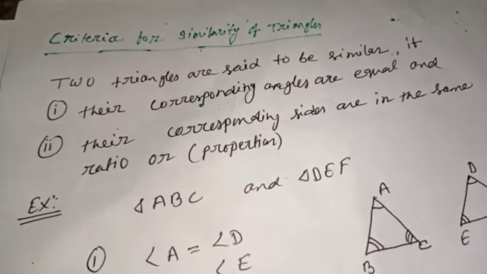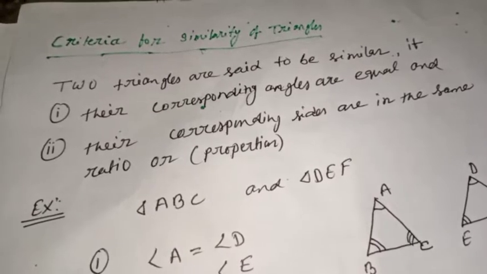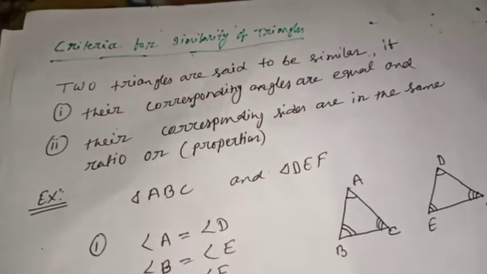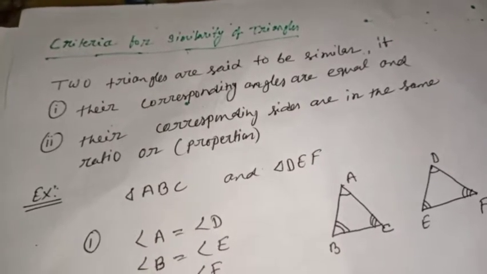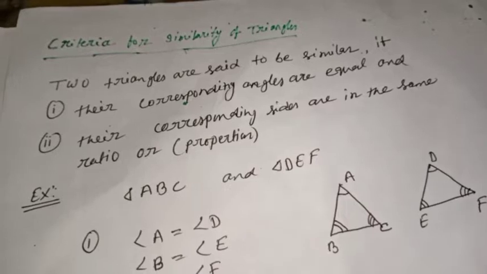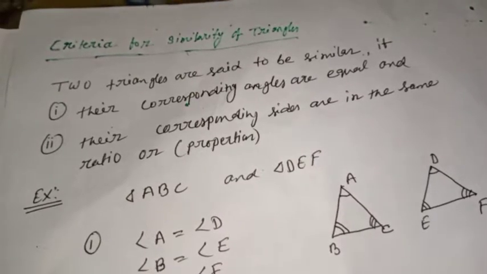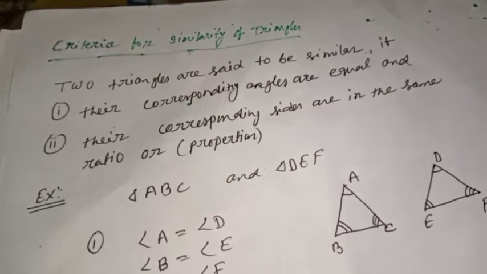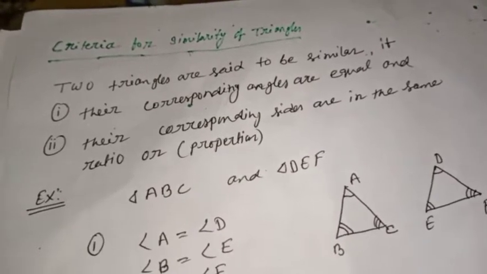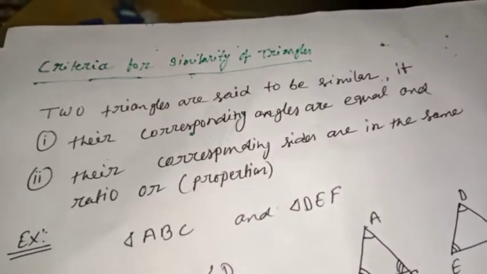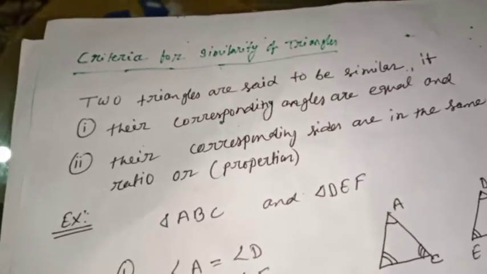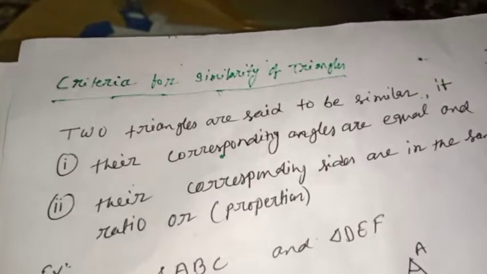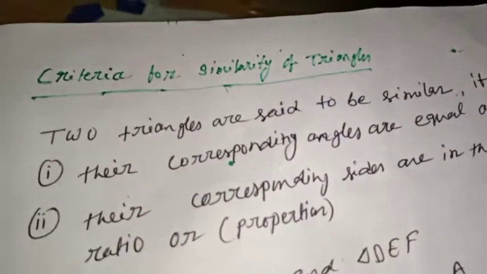So don't forget to practice each of the exercises, like exercise 6.1, 6.2. Okay, otherwise you will forget it, because in 6.2 you have got the basic proportionality theorem or converse of basic proportionality theorem. Today we'll get the criteria for similarity of triangles.